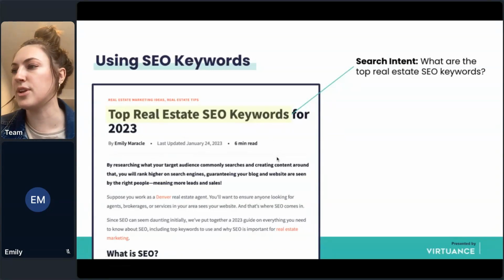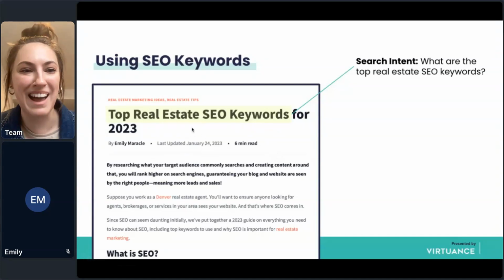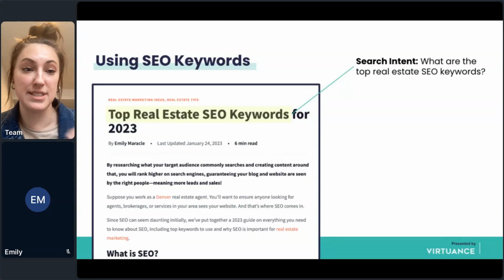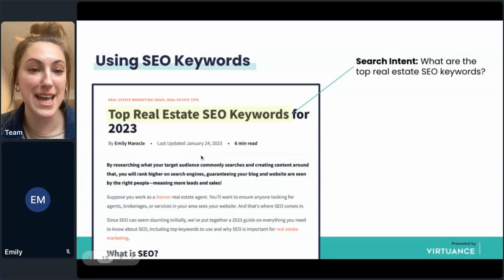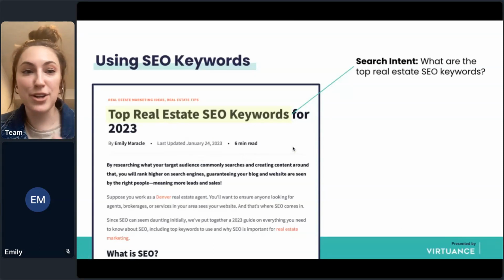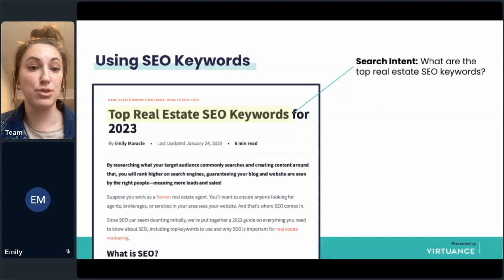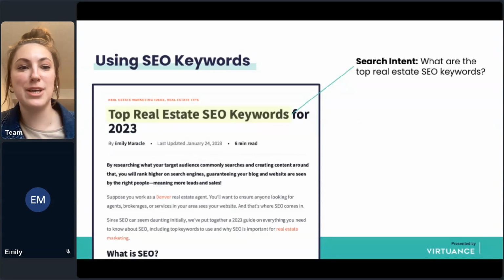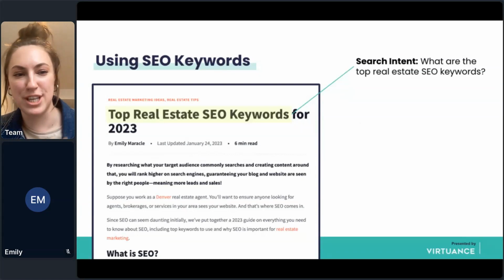This is just an example of one of our blogs that we actually have up on our website. I want to go through and highlight some of the keywords that we have included in this particular piece of web content. The first one is right there in the title: top real estate SEO keywords. By including that, we are solving the search intent of someone who may be typing into Google, trying to find the answer to what the top real estate SEO keywords are. So when Google is scanning for the top real estate SEO keywords, we have it right in the title, showing that we have a whole article based on answering that particular question.